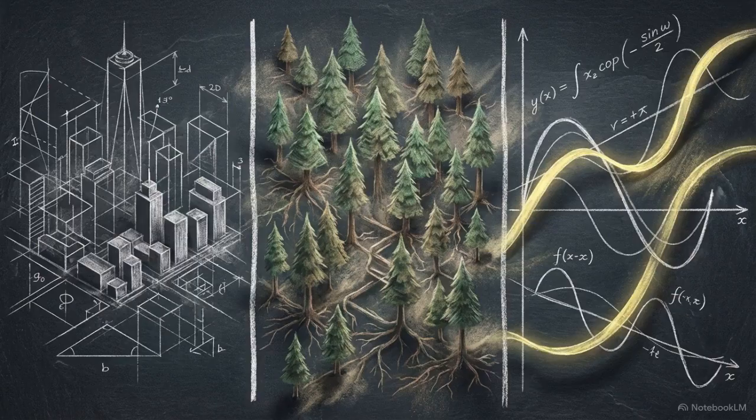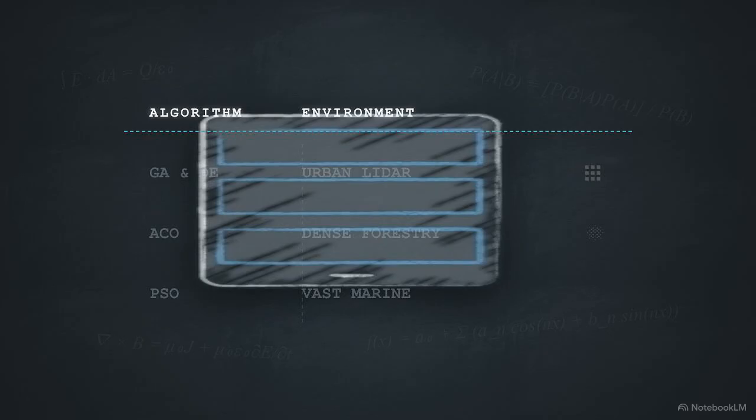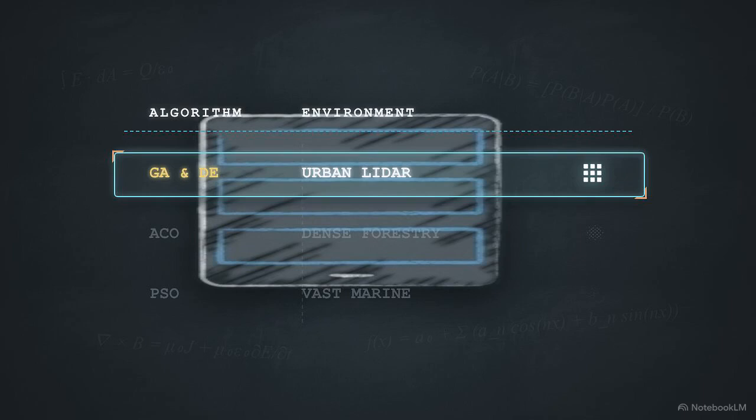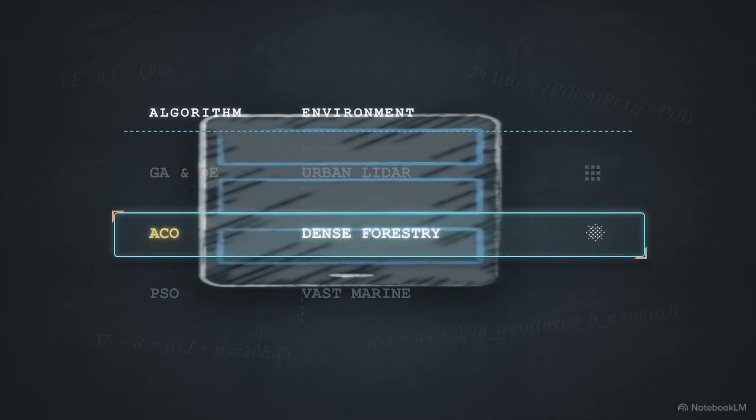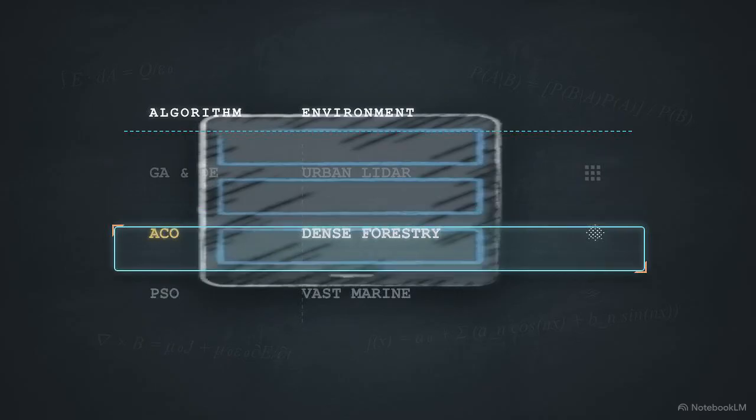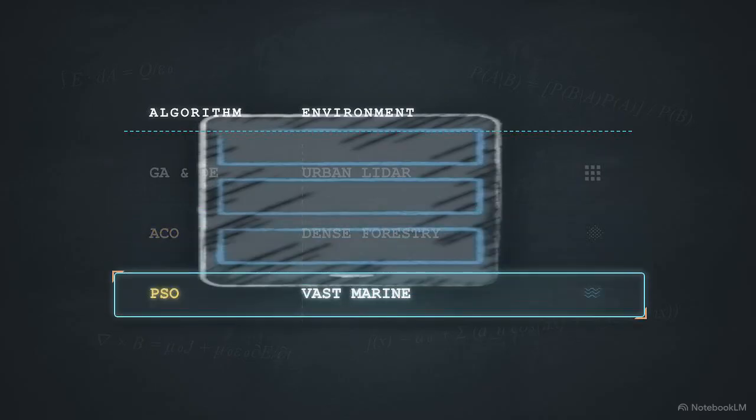There is no universal path planner in robotics. Algorithm deployment is dictated by the topology of the environment itself. This matrix summarizes the optimal deployments. Urban LiDAR benefits from GA and DE. Dense forestry utilizes ACO. Vast marine operations rely on PSO.